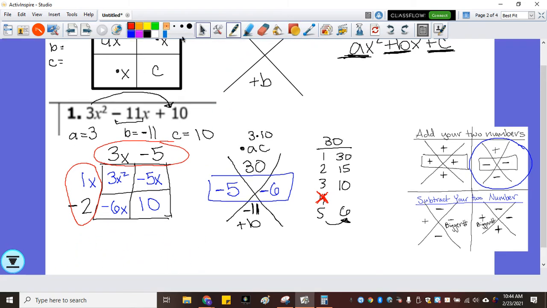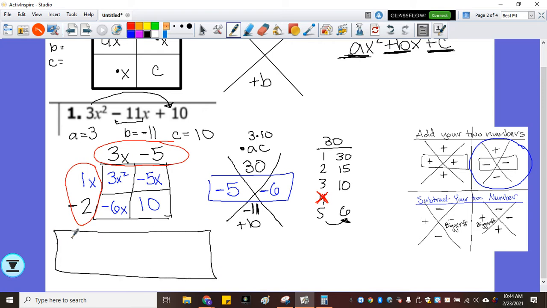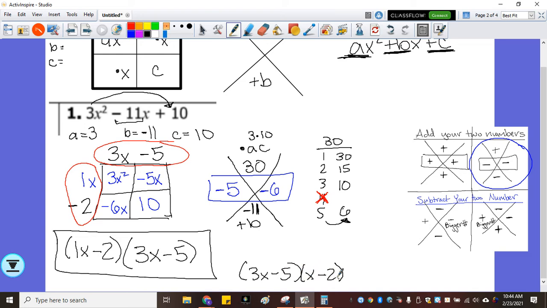Give me some room to write my answer. I had a student ask me yesterday, does it matter if I do 1x minus 2 first, or could I do 3x minus 5 first? And it doesn't. You can switch that order. So this is the same thing as 3x minus 5, then x minus 2. So those are equal. Just make sure they're in parentheses and make sure you have a sign in between both of them.